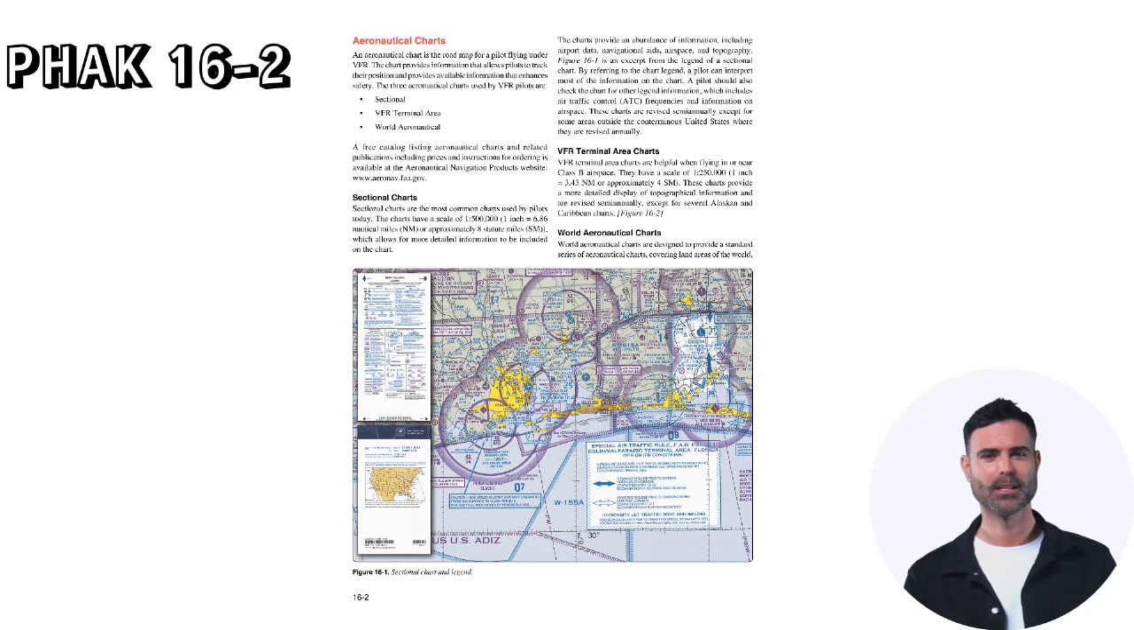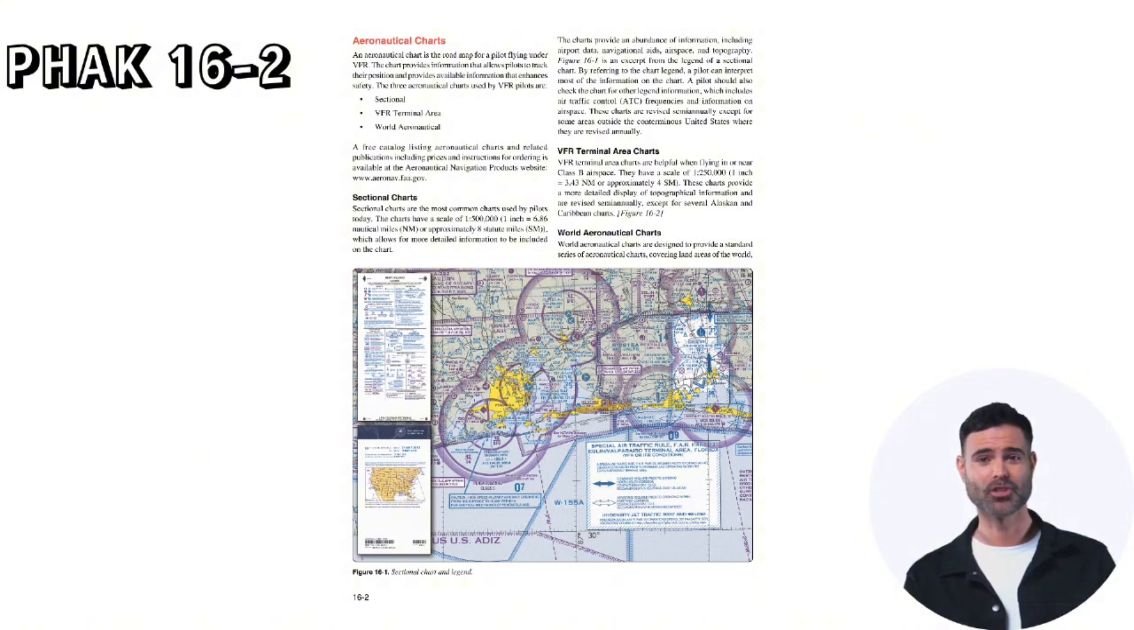Figure 16.1 is an excerpt from the legend of a sectional chart. By referring to the chart legend, a pilot can interpret most of the information on the chart. A pilot should also check the chart for other legend information, which includes air traffic control, ATC frequencies, and information on airspace. These charts are revised semi-annually, except for some areas outside the conterminous United States, where they are revised annually.